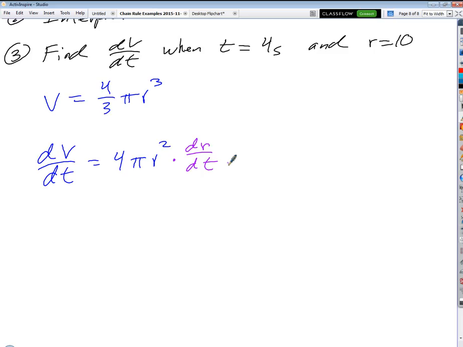Make sense? Well, what if I gave you that stuff? What if I told you that the radius was 10, and we need more than that. I need you to know that dr dt, that's what I meant to give you. dr dt equals 4, let's say. That's a lot easier, right? And so really all I'm doing then is just plugging those values in, right?